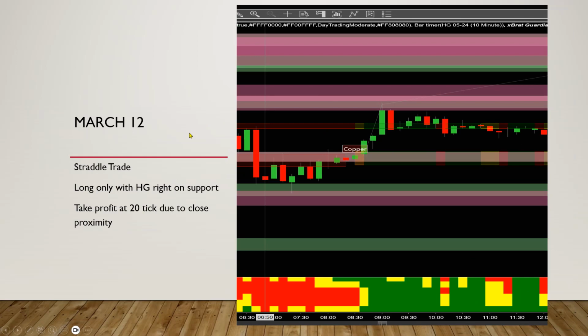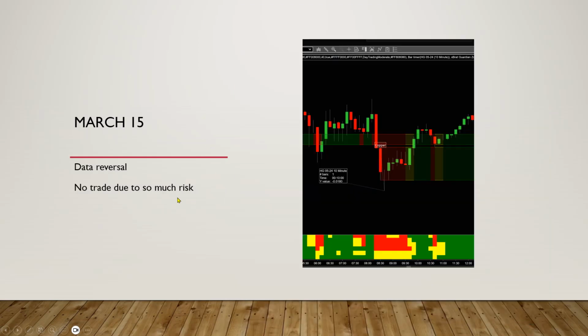March 12th, straddle trade, long only with HG on the support. So this opening range is right on the support here. He's got to understand that the long has the fresh air, not a lot, but more than the short. So he's only going to go long only, take profit at 20 ticks due to close proximity of that resistance zone. Perfect trade.